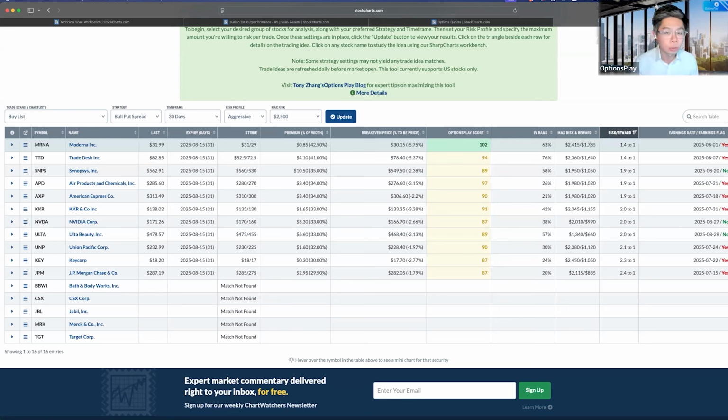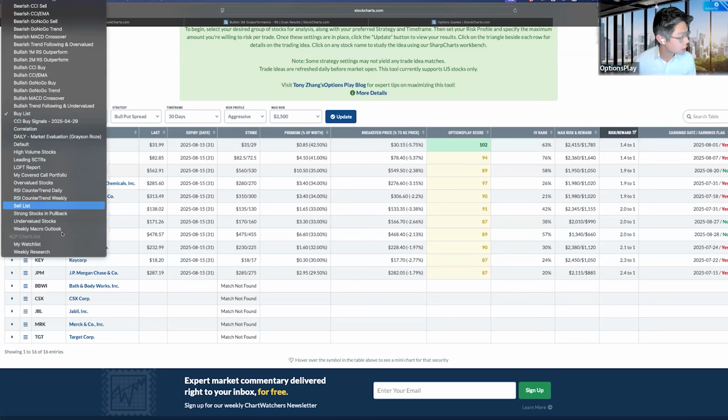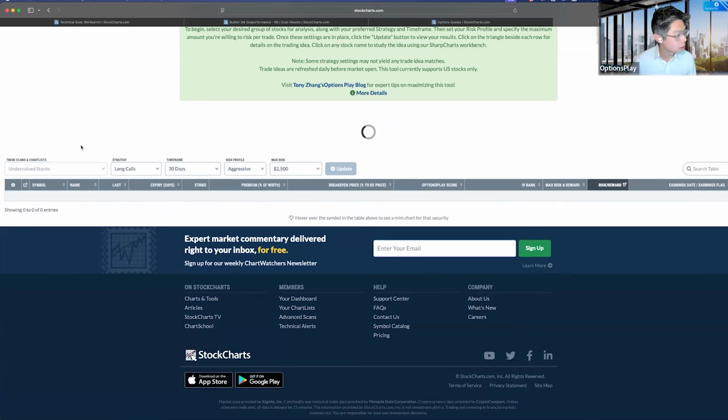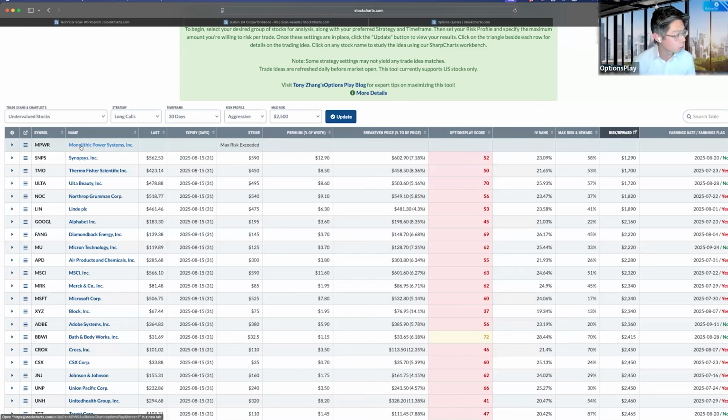But my promise to you was I want to show you how you can make the cost of this subscription in your first trade without taking any additional risk in your portfolio. So what I suggest is you take a list of stocks that you currently hold in your portfolio. You upload it as a chart list into Stockcharts.